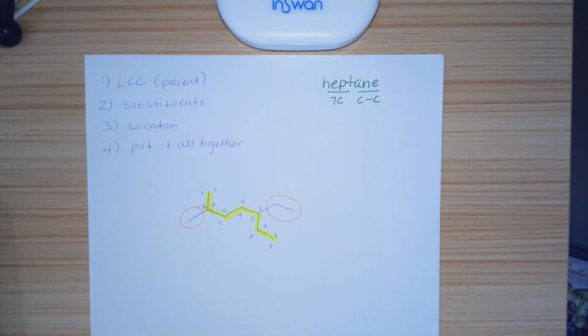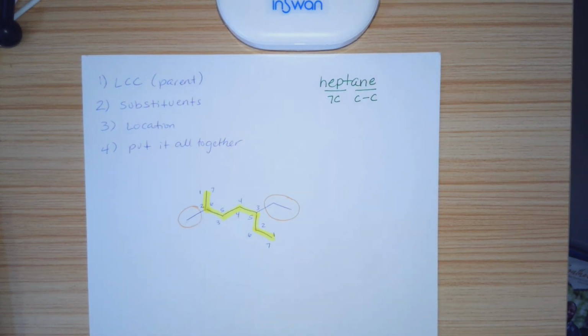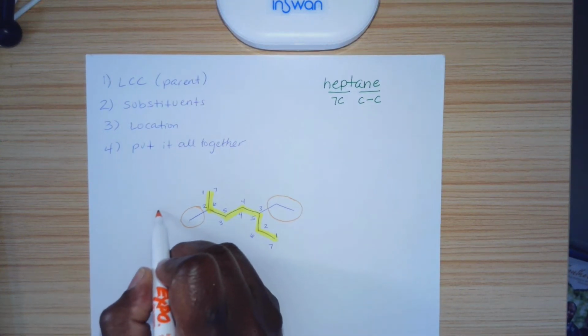Then we need to identify the substituents. Our substituents were those groups of atoms that were branching from our parent chain. So we had 2 substituents. If we look, we have the substituent to the left. So we had that 1 bond, so that lets us know 1 substituent. That 1 substituent had 1 carbon. So this would be a methyl.